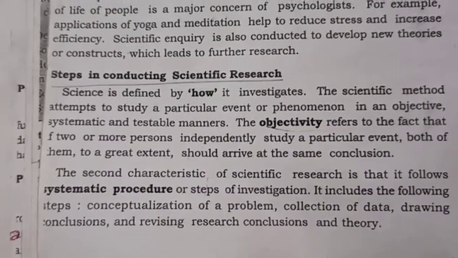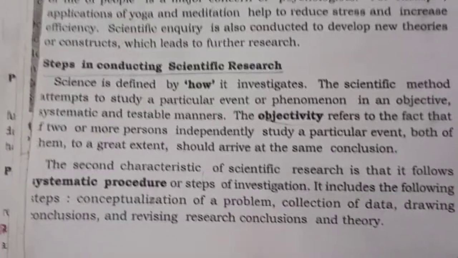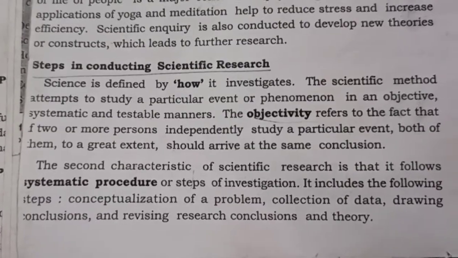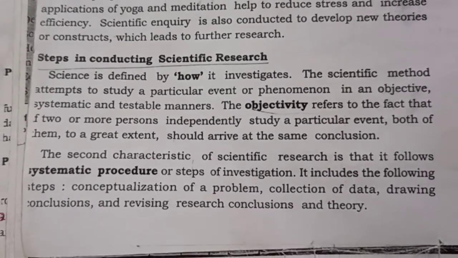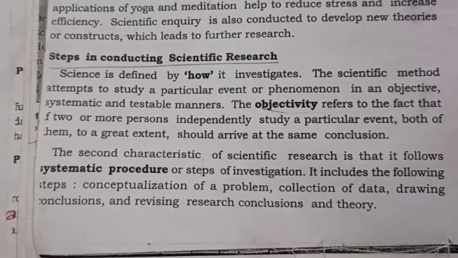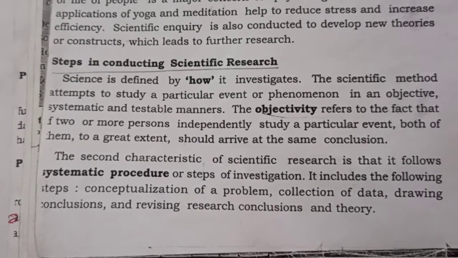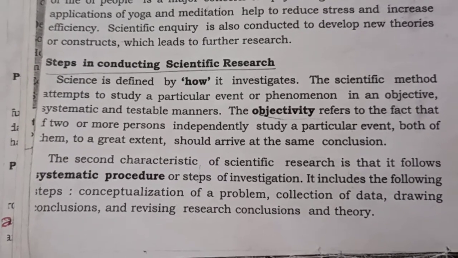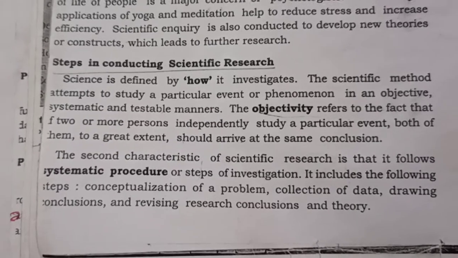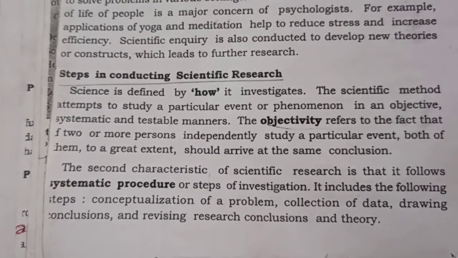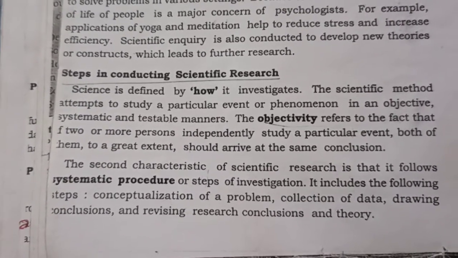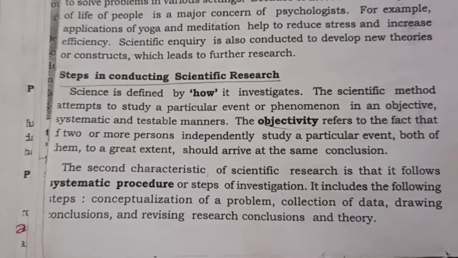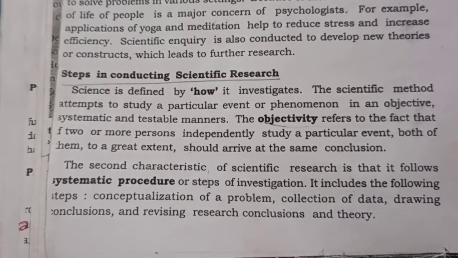So yeah, steps in conducting scientific research. Science is defined by how it investigates. The scientific method attempts to study a particular event or phenomena in an objective, systematic, and testable manner. The objectivity refers to the fact that if two or more persons independently study a particular event, both of them to a great extent should arrive at the same conclusion.